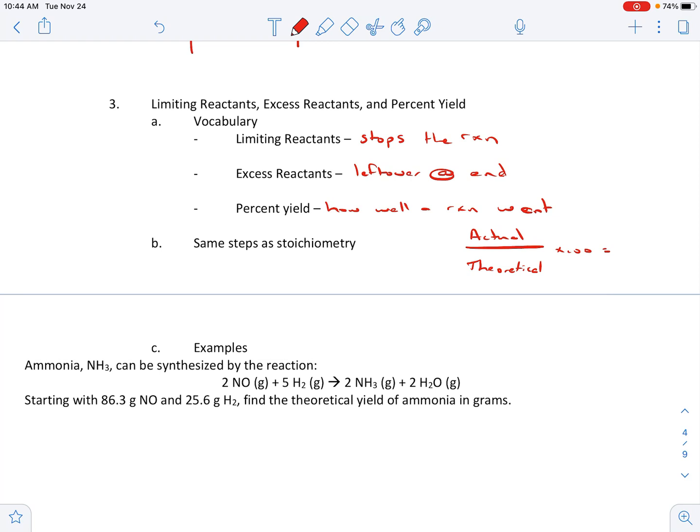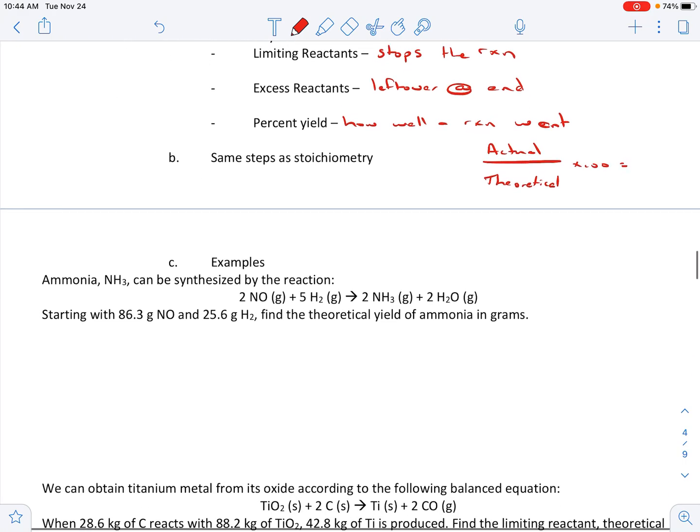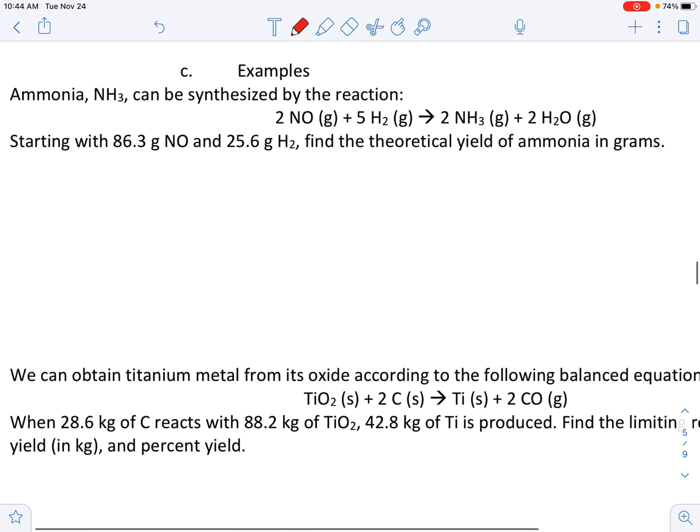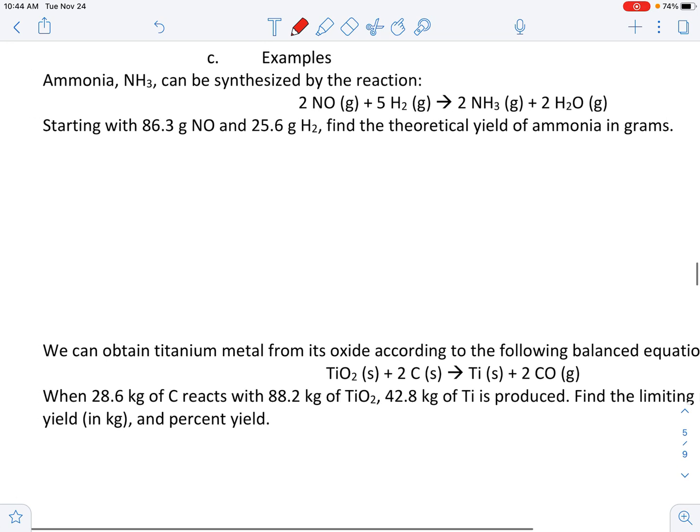The steps are exactly the same as stoichiometry, so it's not any different. We just have to do some comparison to figure out our limiting reactants. So our first question here says, we are starting with 86.3 grams of NO and 25.6 grams of H2, we're finding our theoretical yield. But this has some steps here. We have to figure out our limiting reactant first, and then we can figure out our theoretical yield. Okay? So let's go ahead and start.